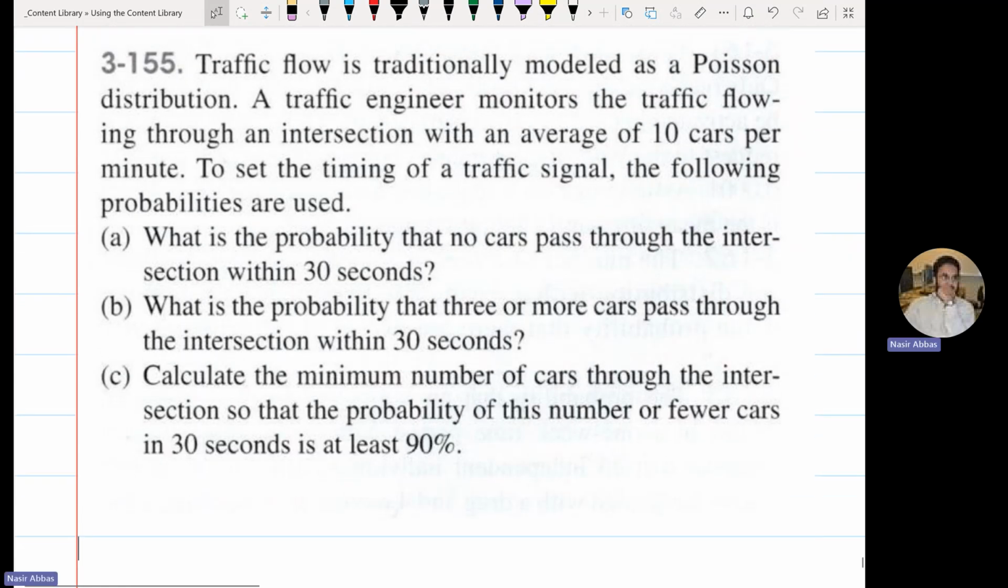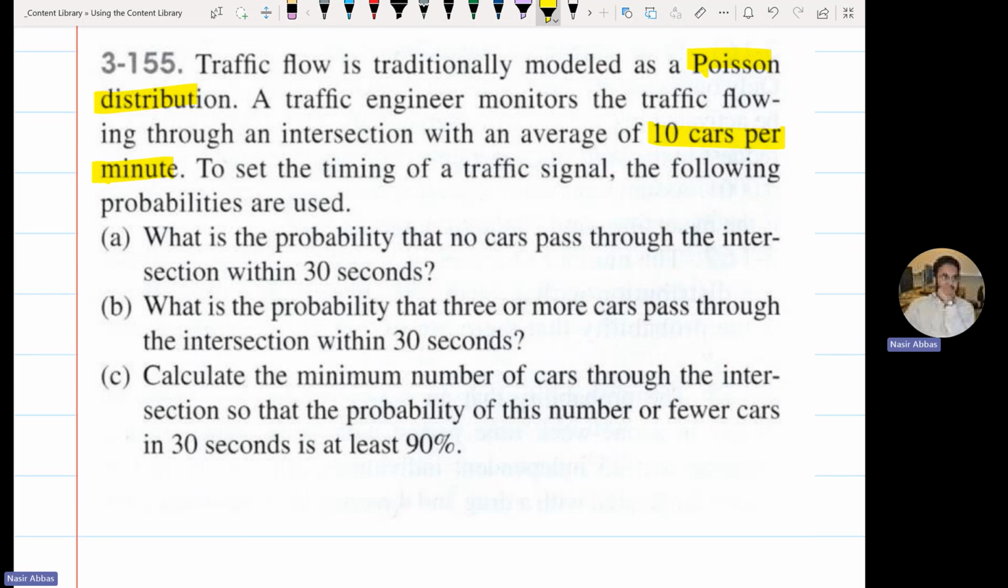Traffic flow is traditionally modeled as a Poisson random variable. A traffic engineer monitors the traffic flowing through an intersection with an average of, it is given that the distribution is Poisson, 10 cars per minute. To set the timing of a traffic signal, the following probabilities are required. What is the probability that no car passes through the intersection within 30 seconds?